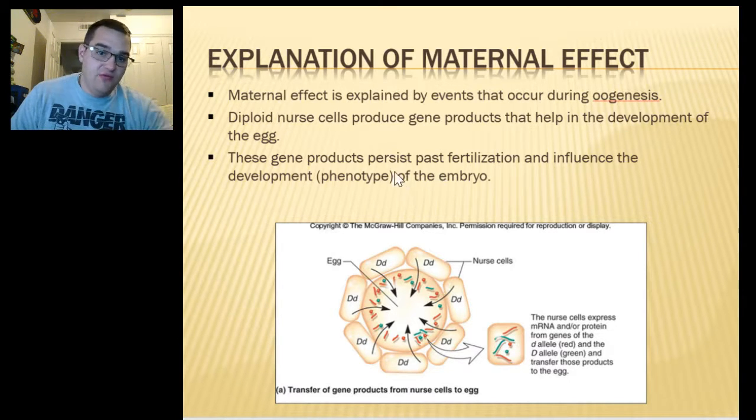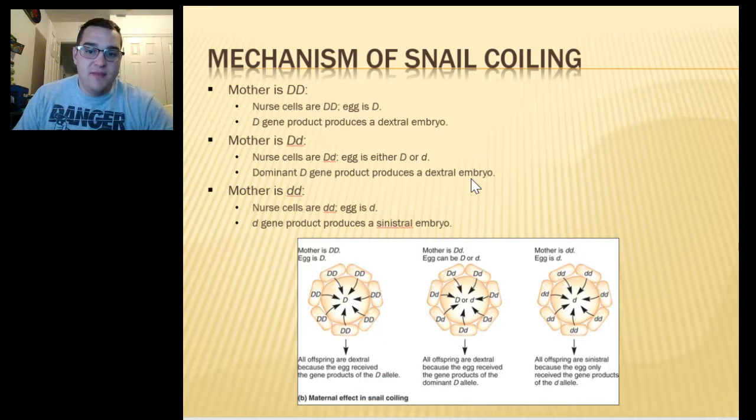And so these genes produce products past fertilization. For humans, it's mitochondria. It's going to talk about that a little bit more here, and just kind of how those different alleles play out in different ways. So if the nurse cells come from a homozygous dominant mother, all the eggs are going to be D. And then it really comes down to whether it's heterozygous.